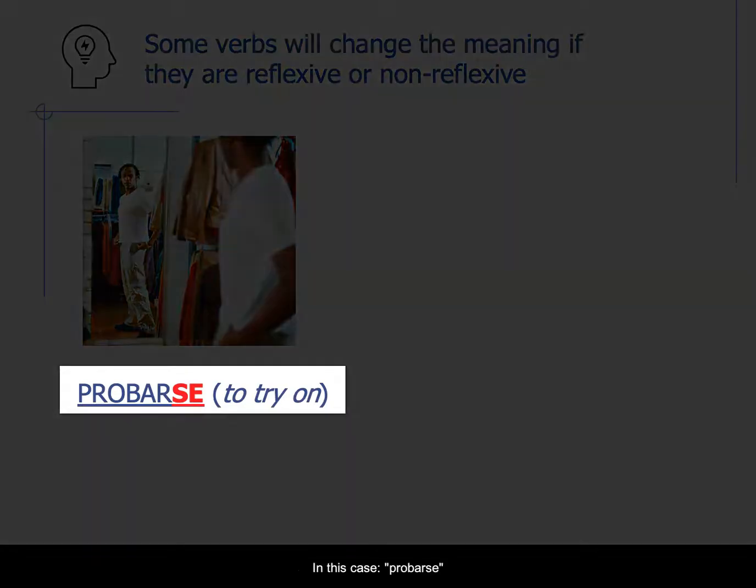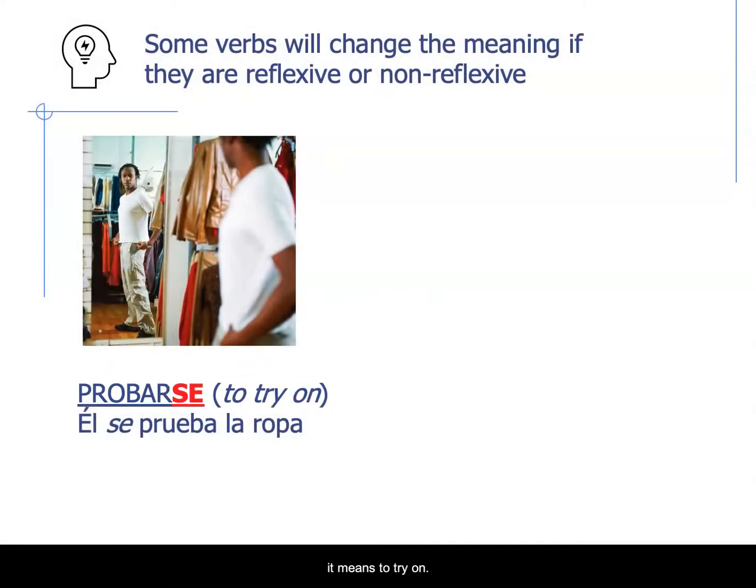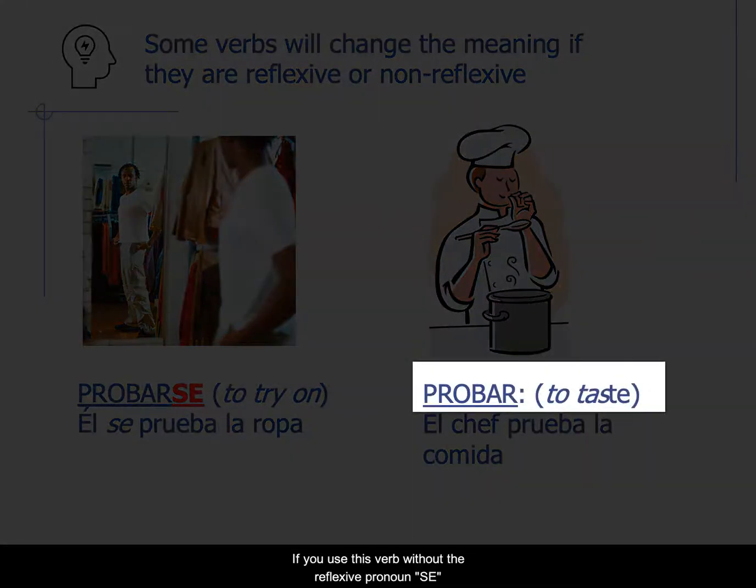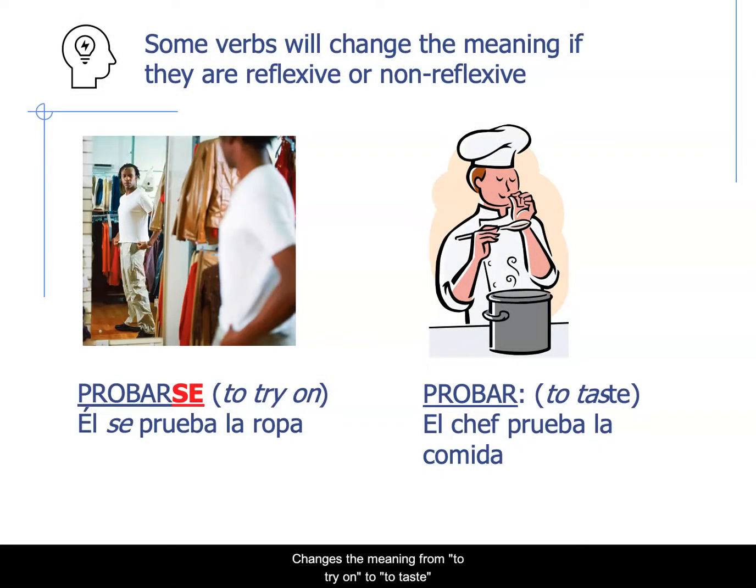In this case, probarse means to try on. Example, él se prueba la ropa. If you use this verb without the reflexive pronoun se, it changes the meaning from to try on to taste. El chef prueba la comida. He tastes the food.